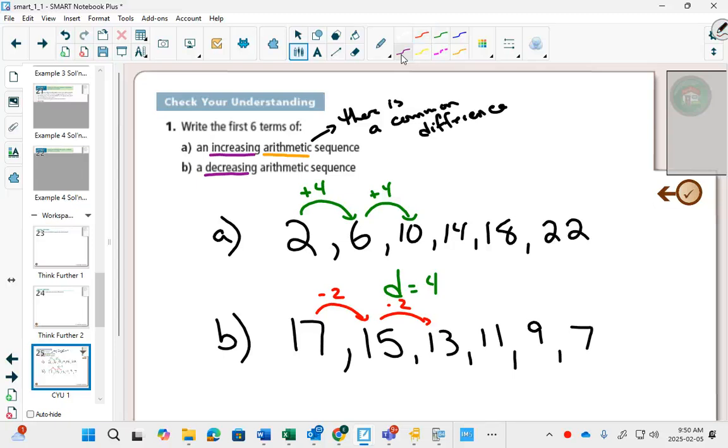So in this case, our common difference would be -2. One of them is increasing, one of them's decreasing. So what's going to happen is we're going to make a video like this one. We went through the example.